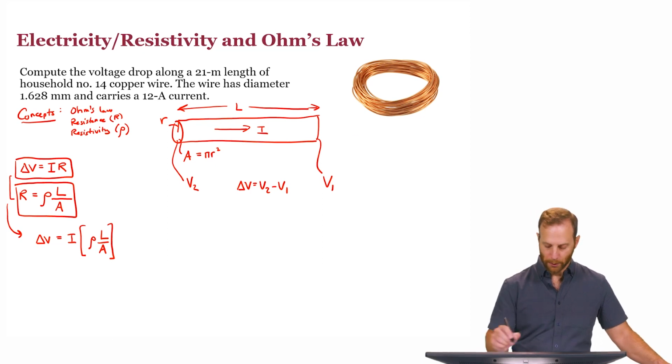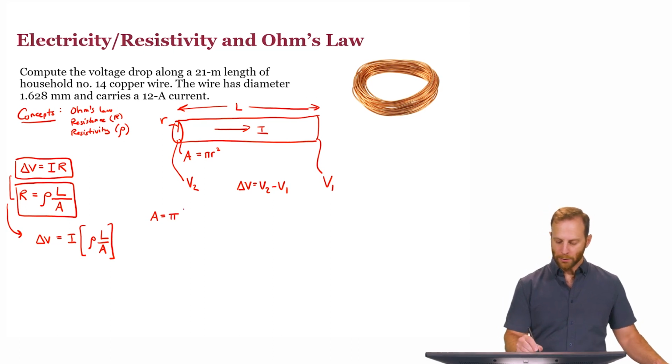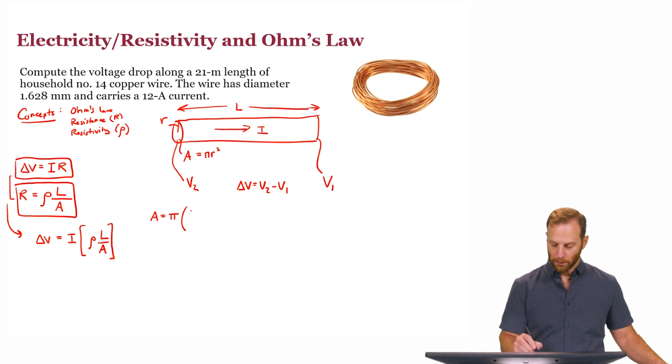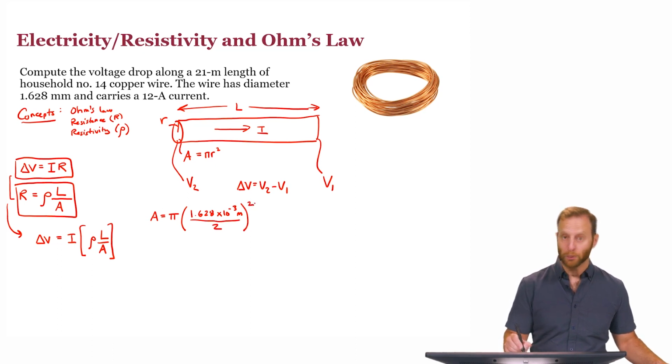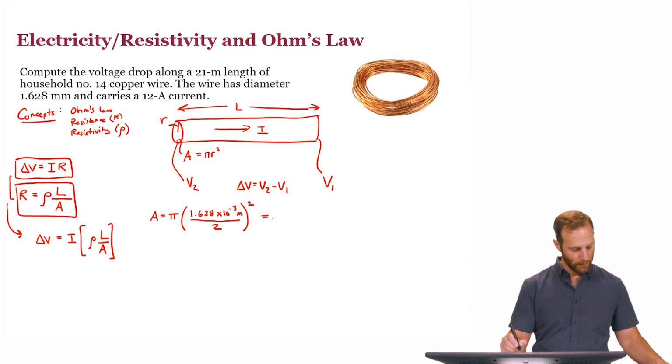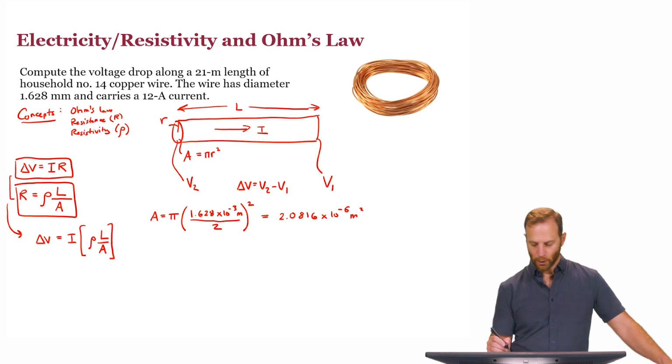Maybe off to the side, what I could do is figure out what the area is. This is the area of pi times the radius of the piece of wire. The radius is half of the diameter, so 1.628 millimeters, or 1.628 times 10 to the minus 3 meters diameter. Divide that by 2, and don't forget that needs to be squared. We can work this and get the area to be 2.081, and I'll just keep some extra digits around for now, times 10 to the minus 6 meters squared. So that's a number that we'll use.